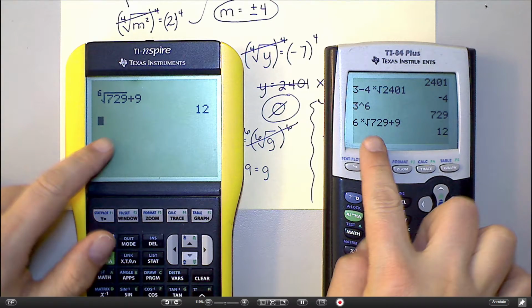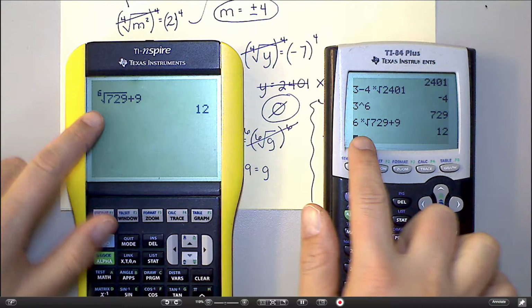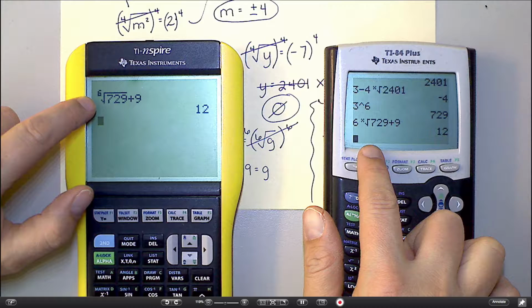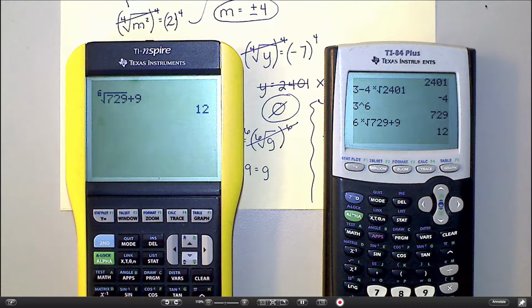This is what I'm talking about when I refer to, are you on an older calculator or a newer calculator? The newer calculators all put it this way. The older ones kind of type it out like this, and that does make a difference in how you handle them.